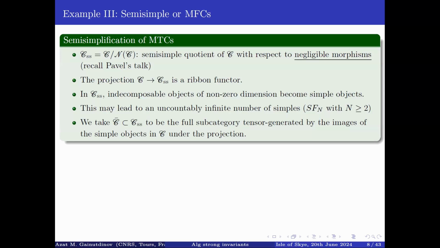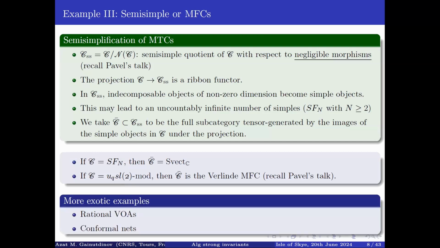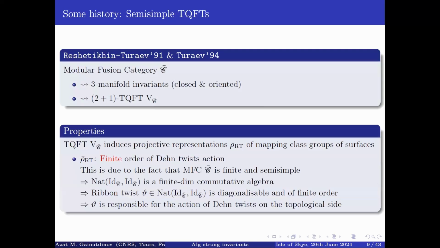I don't know if you always get a finite category, but in many examples, this way you get a fusion category. The example is that if C is the reflected Fermion category, in this case, semi-simplification gives you just a vector. And if it's small quantum sl2, you get this Berlin modular fusion category mentioned by Pavel yesterday. And there are also more exotic examples of semi-simple modular tensor categories related to vertex algebra representation theory, conformal nets, and so on. Okay, let me now talk about TQFT.